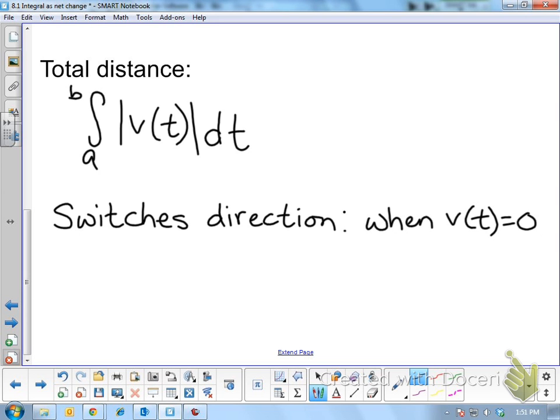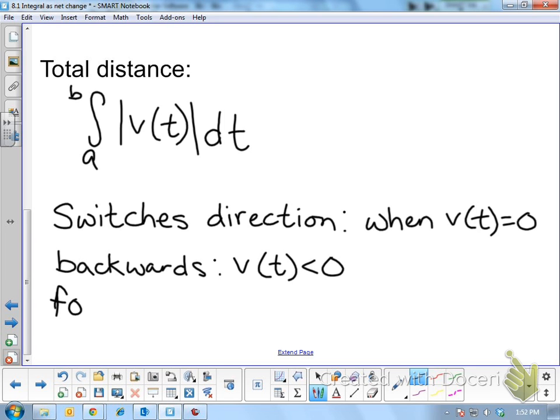We have those zeros. And then how do we know if he's walking backwards or forwards? Negative and positive. So if the velocity is under the x-axis, negative, above the x-axis, positive. So backwards, the velocity is less than 0, and forwards, the velocity is greater than 0.